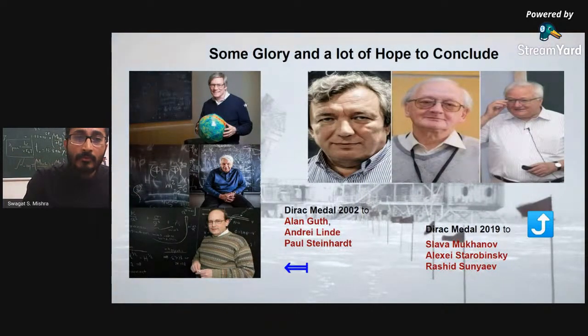This is Alan Guth, Andrei Linde, and this is Paul Steinhardt. They worked on inflation in the early times in the US and Russia, and they got the Dirac Medal in 2002, and two of them also got the Fundamental Physics Prize. And last year, Alexei Starobinsky and Mukhanov and these two people won the Dirac Medal for inflation, as well as this person, Sunyaev, who got it for the CMB fluctuations. Just to mention.